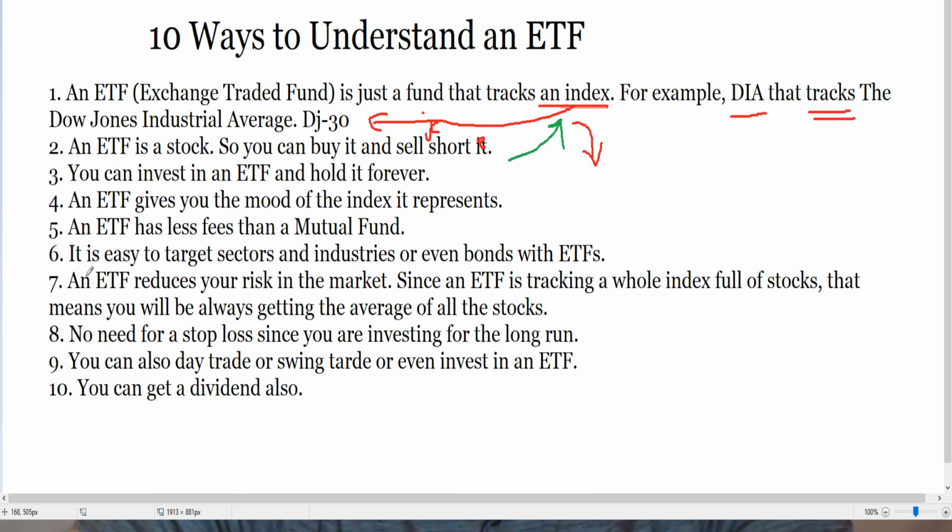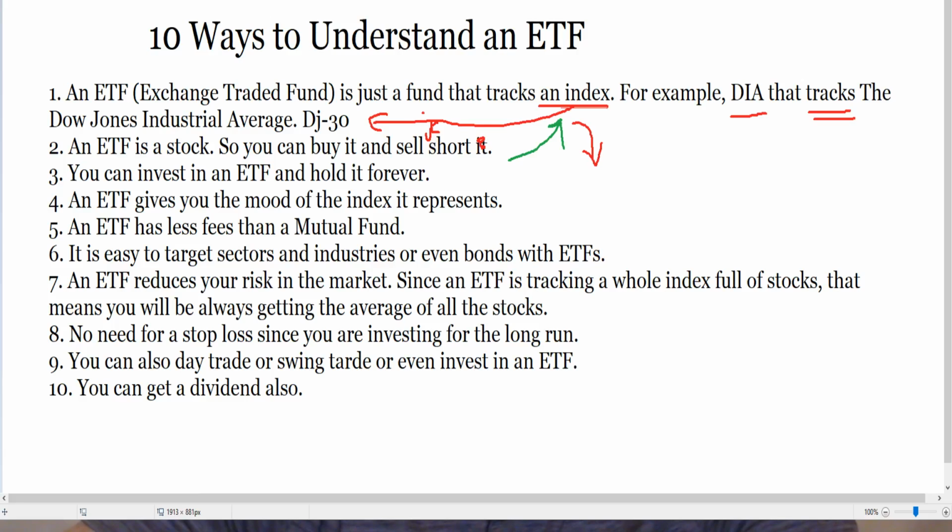Number six, we say, it's easy to target sectors and industries or even bonds with ETFs. Now, what does this mean, to target sectors, industries, or even bonds? Let's say you see technology stocks are going so well. You see the chart, and you think they will continue to be good for a long trend. What you should do is very easy. You go to a technology sector ETF, and you buy it.